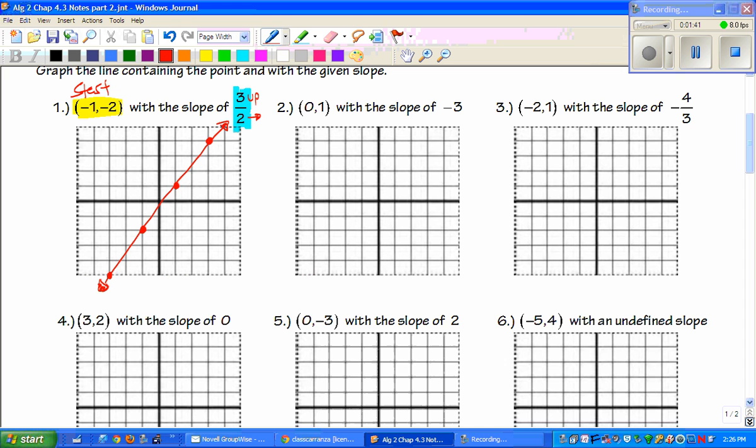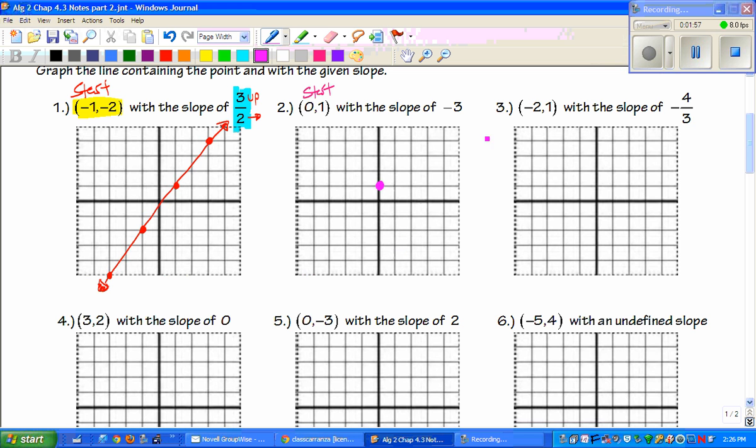All right, looking at the next one, there's our starting point at 0, 1. Oh, that's not 0, 1. I'm checking to see if anyone's paying attention.